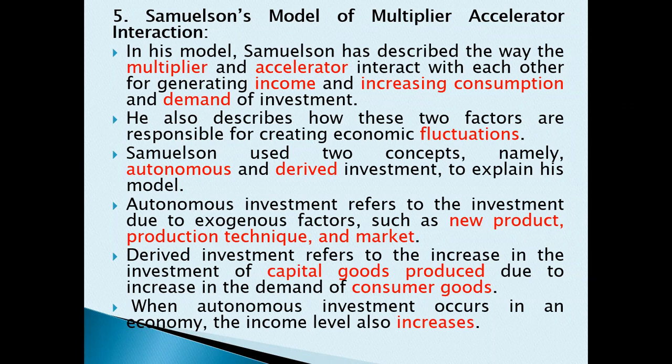When autonomous investment occurs in an economy, income level will also increase. जब autonomous investment economy में आता है तो क्या होता है, income level लोगों का बढ़ता है, and automatically it will show effect on the business cycle. So these are the 5 models, 5 theories of business cycles.